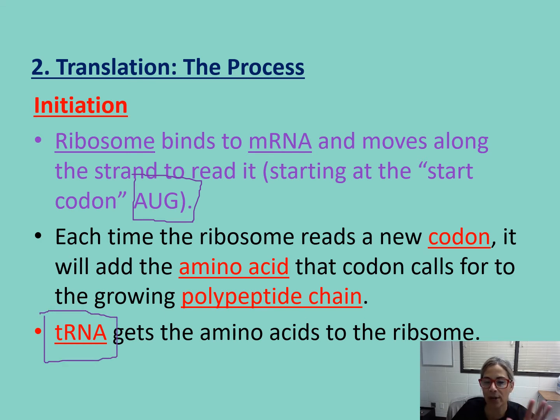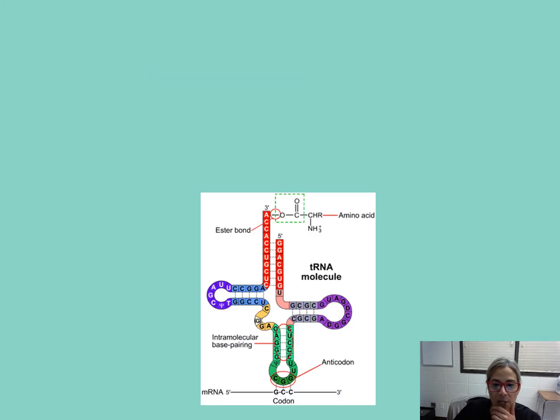So remember, the whole point of the messenger RNA is to get the information from the DNA out of the nucleus into the cytoplasm, because the DNA is too large to get out. And now the whole purpose of the tRNA, the transfer RNA, is to get the appropriate amino acid from the cytoplasm to match that mRNA strand so that we can create a polypeptide chain.